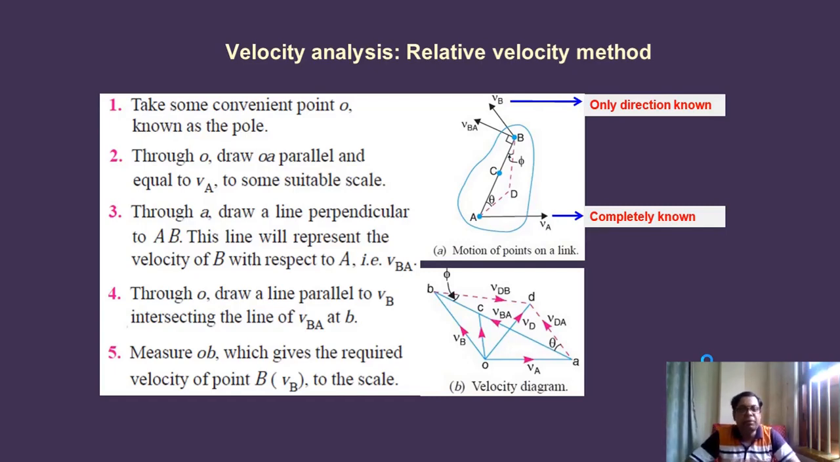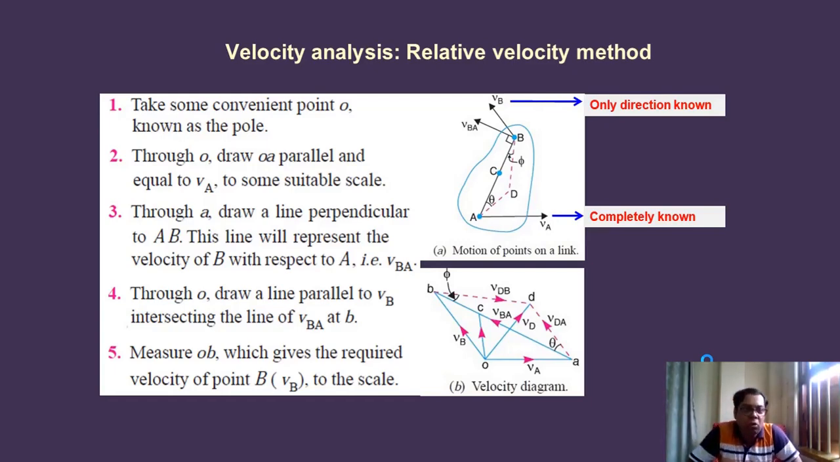Always remember, VBA and VAB are not the same. VBA means the velocity of point B with reference to A, whereas VAB means the velocity of point A with reference to B. That is exactly the opposite meaning. So never make this mistake. Whenever you are going to find the velocity of point B with reference to any point A, always write VBA. Don't make the mistake of writing VAB or something like that.